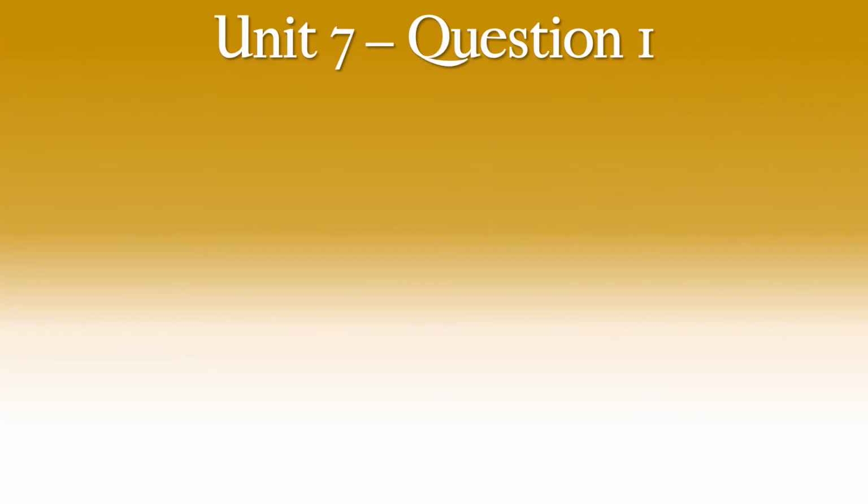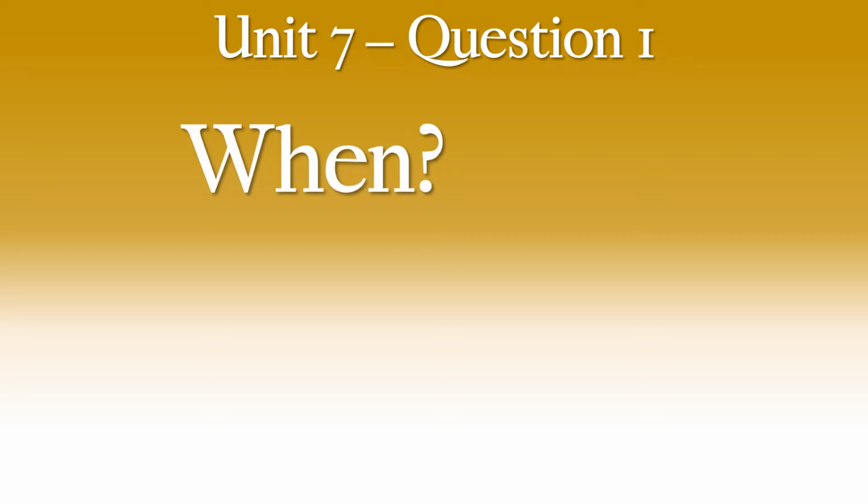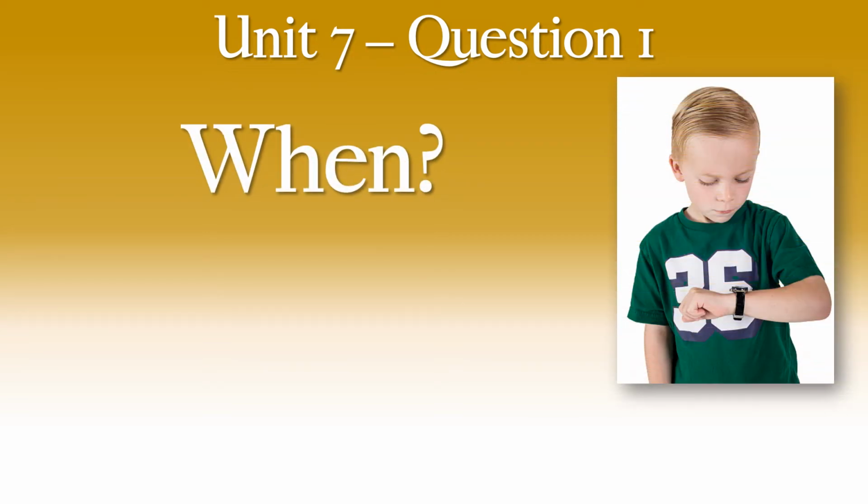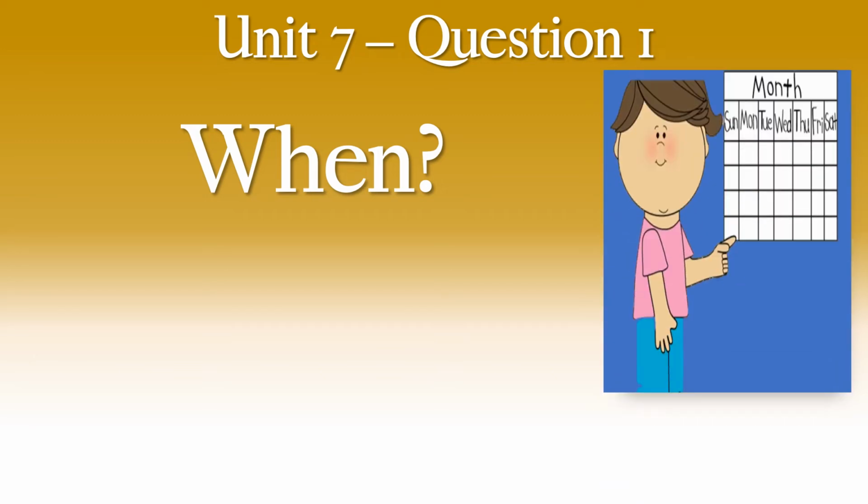Okay, here's Unit 7, question 1 again, but this time we're going to look at different pronouns. So we know the question is when. We know we use when we are talking about the time. And we know we use when we are talking about dates. Could be a year, could be a month, could be a day. But if we are asking the question about something happening in the future or in the past or now, then we use the word when.